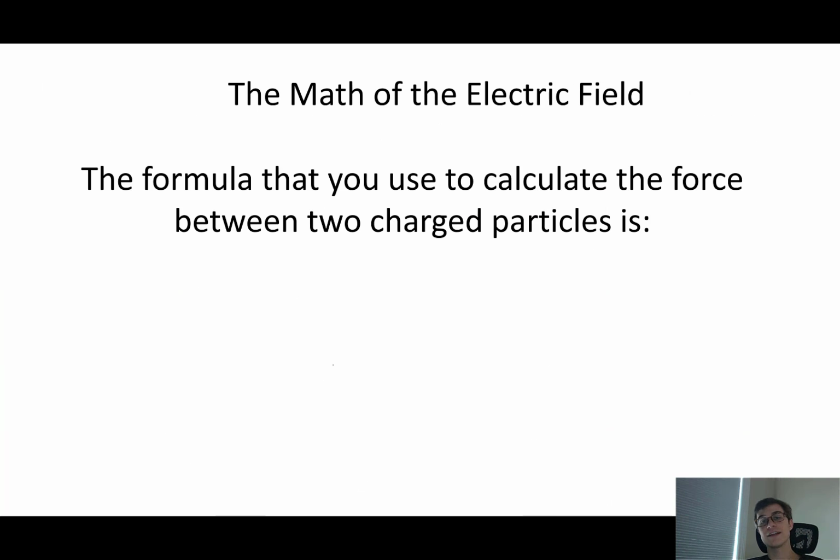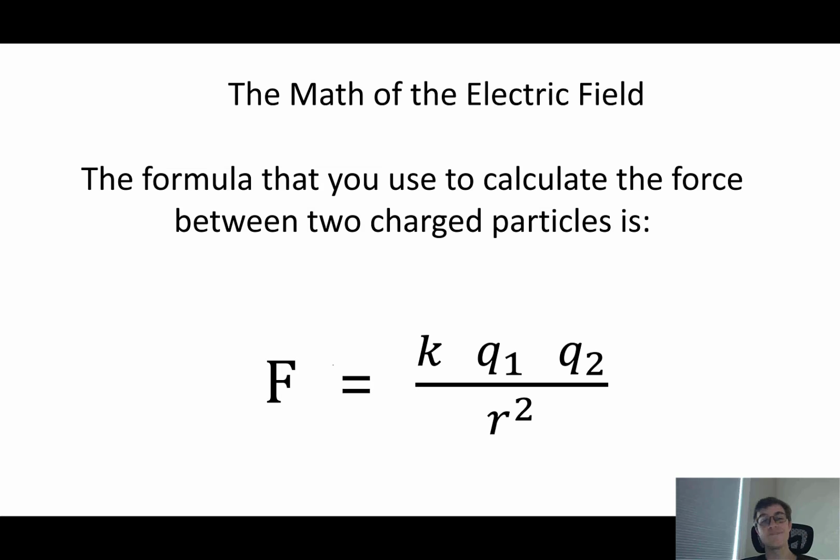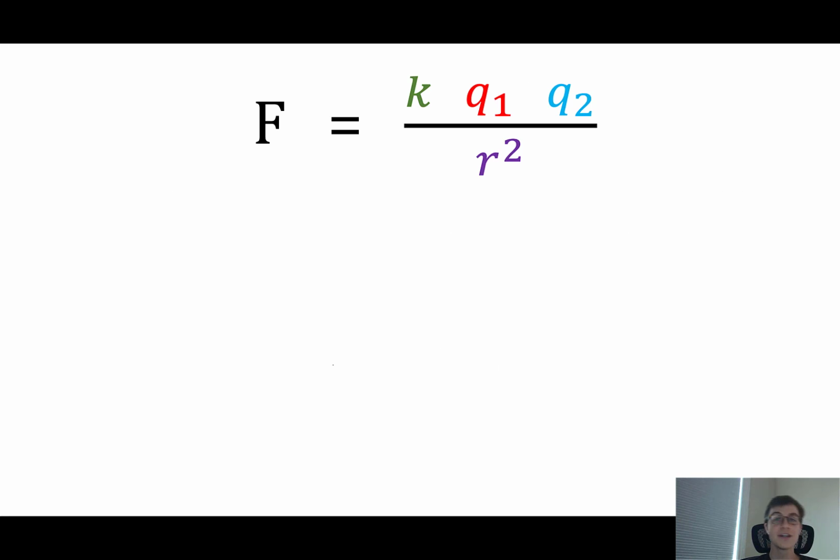So finally, we got to get to the math of the electric field. There's a mathematical formula you can use to calculate the force that 2 electrically charged particles will pull or push each other with. That force is this: F equals K Q1 Q2 over R squared. Let me explain what these are. So F is clearly the electric force that's pulling or pushing them apart.